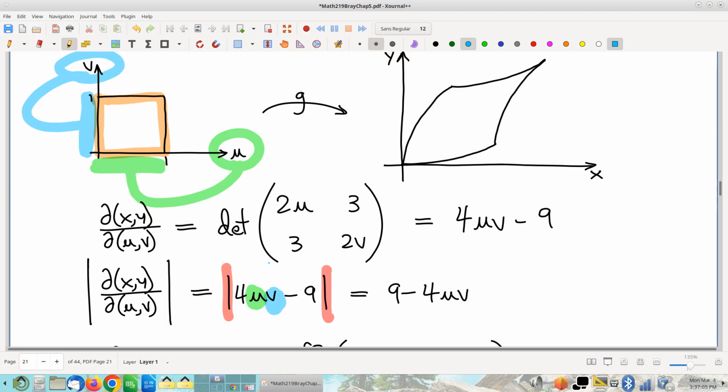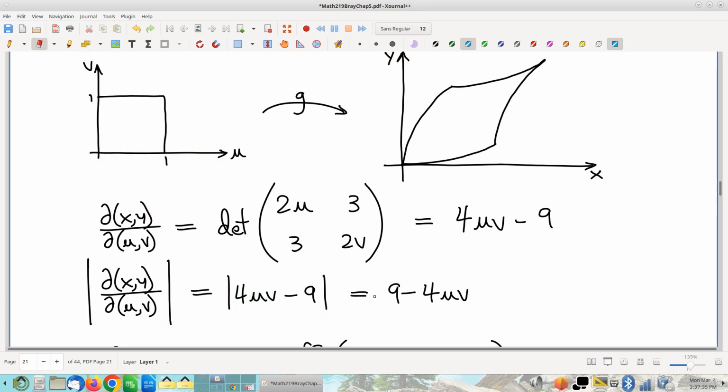So with that in mind, let's revisit this question. I've got to take the absolute value of this thing on the inside. Well, 4uv is at most 4. So when I subtract 9, the expression I'm taking the absolute value of is at most negative 5. It's definitely negative. Its absolute value is the negative of itself. Is that cool? Okay, and we're in business.